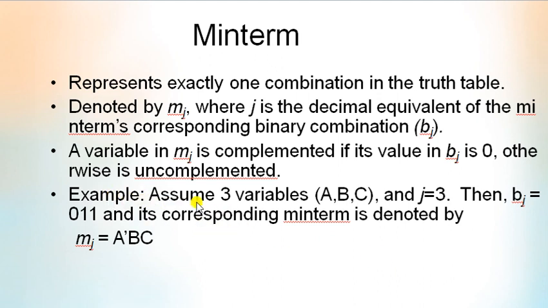So consider an example. Assume three variables A, B, C and j is equal to 3. J is equal to 3 means bj is equal to 0, 1, 1, the binary equivalent of 3. So, the corresponding minterm will be, for 0, we will get A dash. For 1, we will write B. For 1, again we will write C. So, the minterm will be denoted by mj is equal to A dash B C.